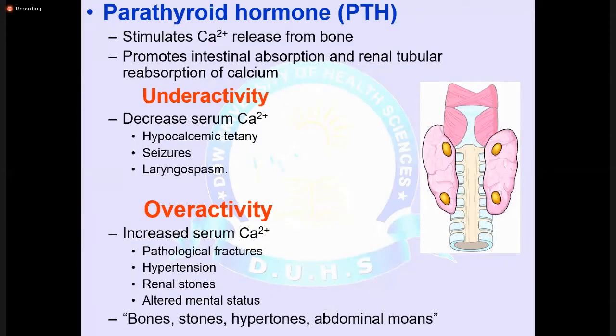The function of the parathyroid hormone is to stimulate the release of calcium from the bones, and it promotes the intestinal absorption and the tubular reabsorption of calcium. So their function is to maintain homeostasis of the calcium levels within the body. Underactivity, that is when the parathyroids are not working properly, decreases the level of calcium, leading to hypocalcemia, seizures, and spasm of the muscles. Overactivity will cause excessive deposits of calcium, leading to pathological fractures, hypertension, formation of renal stones, and altered mental status.